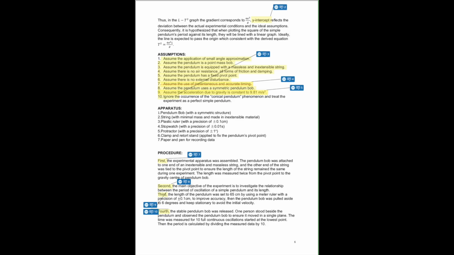Procedure. The procedure is written as a list of instructions. A lab report should instead describe what was done in flowing paragraphs using the past passive voice. For example, "the length was measured," rather than "we measured the length." The experiment must be reproducible by reading this section.